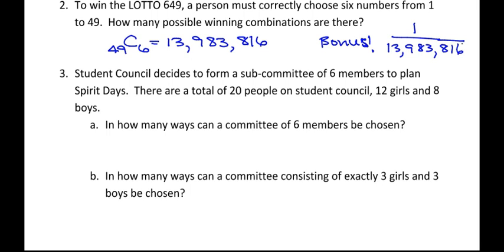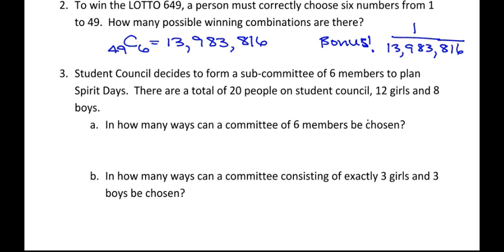Okay, let's try another one. Student council decides to form a subcommittee of 6 members to plan spirit days. There are a total of 20 people on student council. So there's 12 girls and 8 boys. In how many ways can a committee of 6 members be chosen?